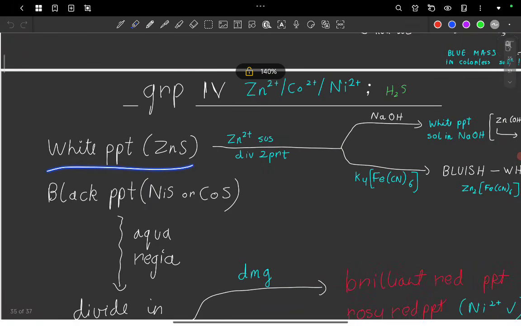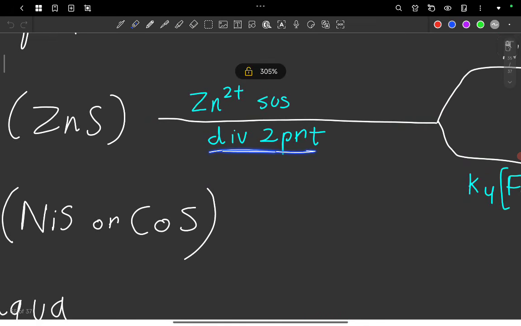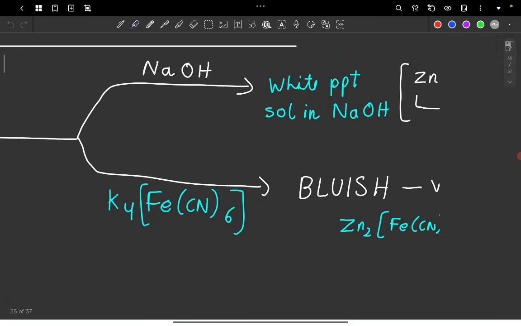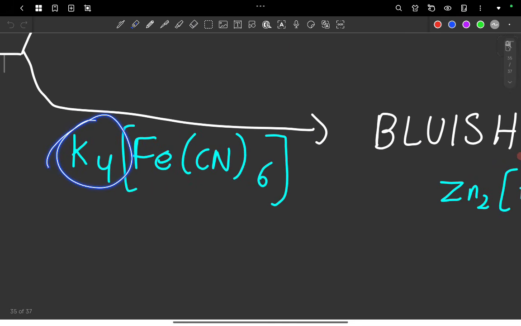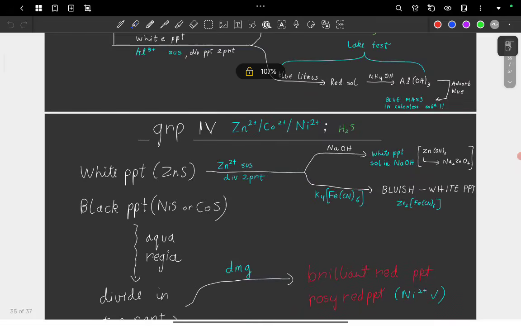If a white PPT is there, always remember zinc salts are mostly white because of its full d10 shell. And if it's a white PPT, then divide it into two parts. One of them reacts with potassium hexacyanoferrate and forms a bluish white precipitate where zinc takes the place of potassium as the spectator ion.